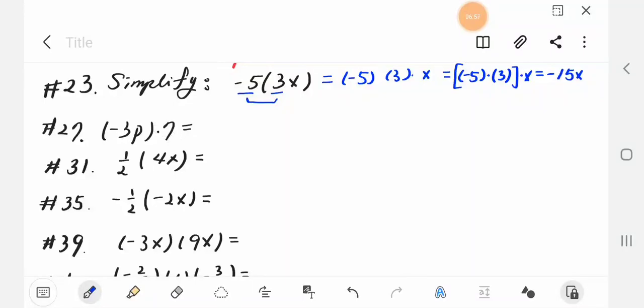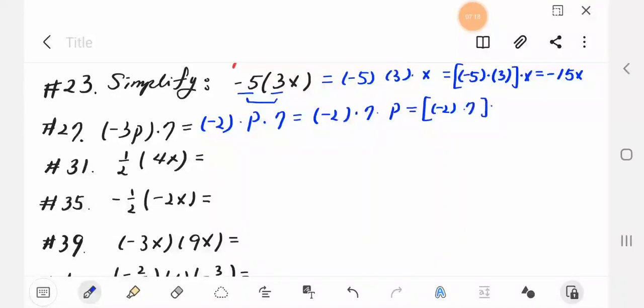But let's try some steps. So negative 3p and 7. And from here, interchange 7 and p, right? And then put negative 3 and 7, regroup it. So multiply the numbers, then negative 21p. Okay, do you have to follow these steps? No, you don't have to. Just multiply two numbers, negative 3 and 7 together. So negative 21p.